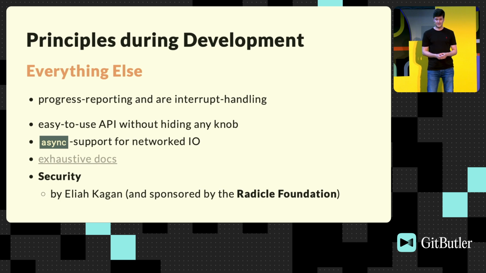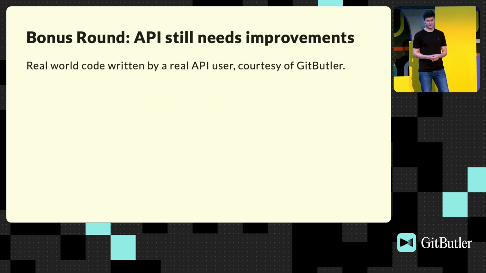Security is, again, last but not least. Gitoxide, even in its current state, has a dedicated security researcher. Eliah Kagan is sponsored by the Radical Foundation and does nothing else but to find my bugs that could be exploited in the world. Many of them are exploitable on Windows, but some are also exploitable on other platforms, and great work that he does. I'm very thankful for this kind of work.